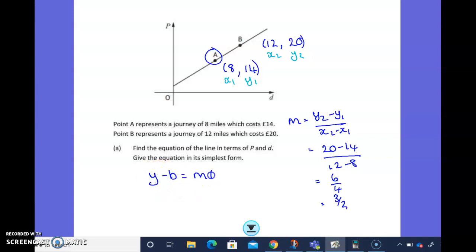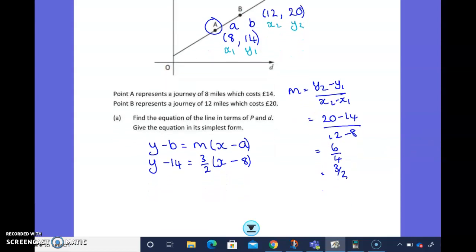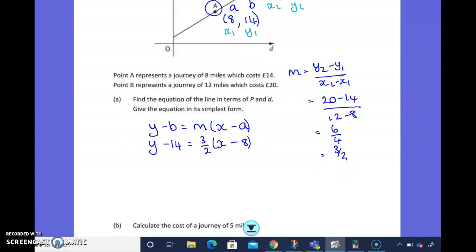Equation of a line is y minus b is equal to m into x minus a. I'm going to pick just this point here for a, b. So I get y minus 14 is equal to 3 over 2 times x minus 8. I'm going to take my 2 from here. Here it's dividing. I'm going to bring it over here and I'm going to multiply, but I need to remember to multiply everything by 2. So I get 2y minus 28 is equal to 3 into x minus 8.